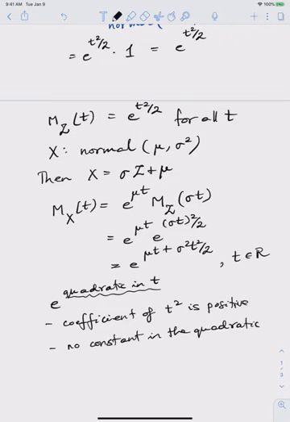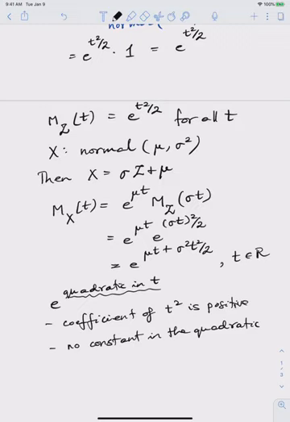And why is there no constant in the quadratic? Supposing I had e to the 5 plus mu t plus sigma squared t squared over 2. What would the value of that function be at t equals 0? Well, the mu t would go away, the sigma squared t squared over 2 would go away, and I would be left with the 5, and the value of my function would be e to the power 5, which is not 1. So that would not be a moment generating function.